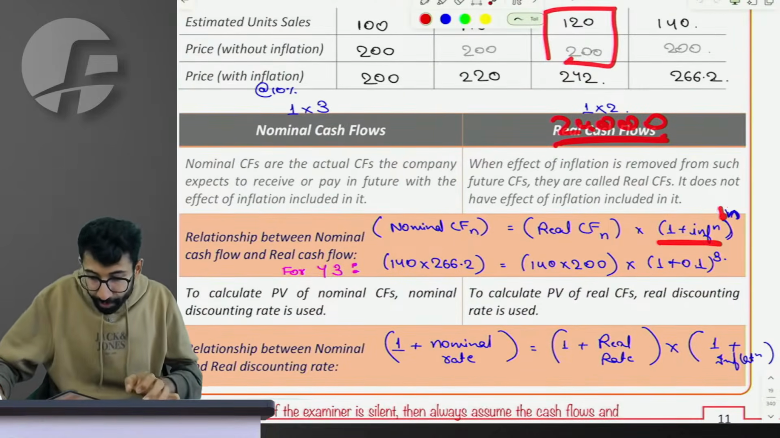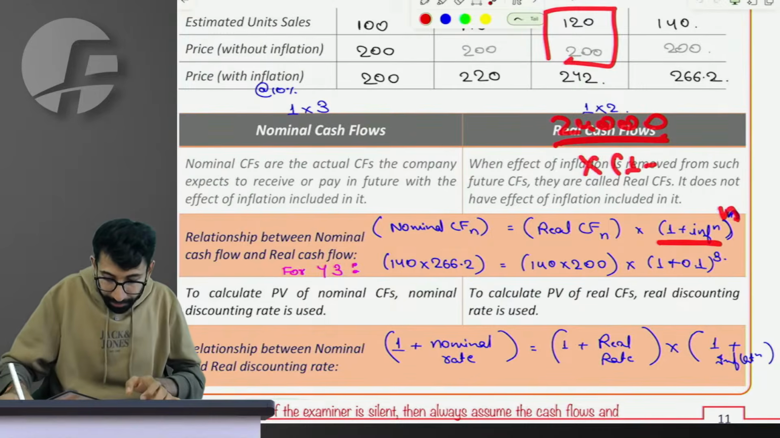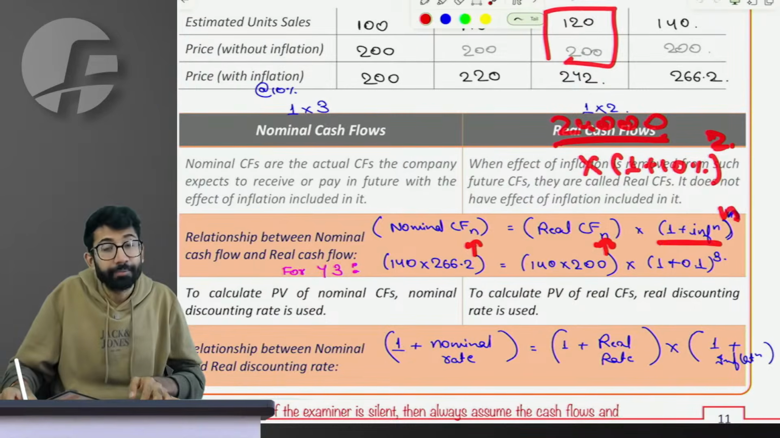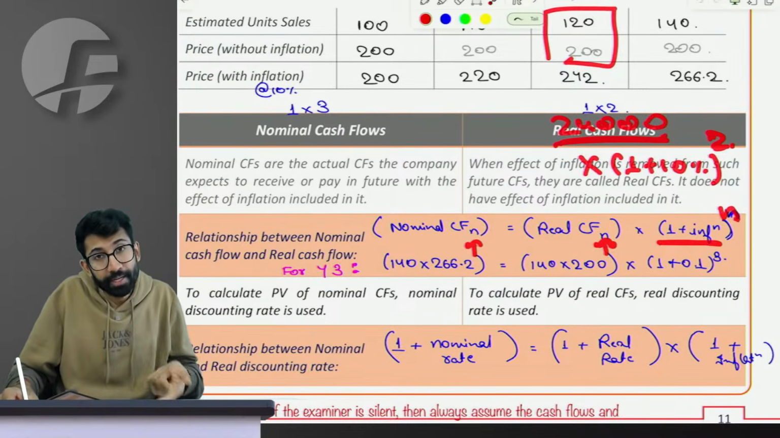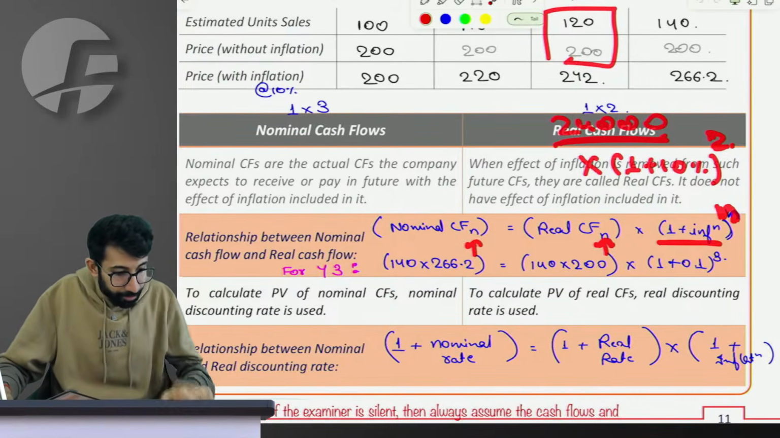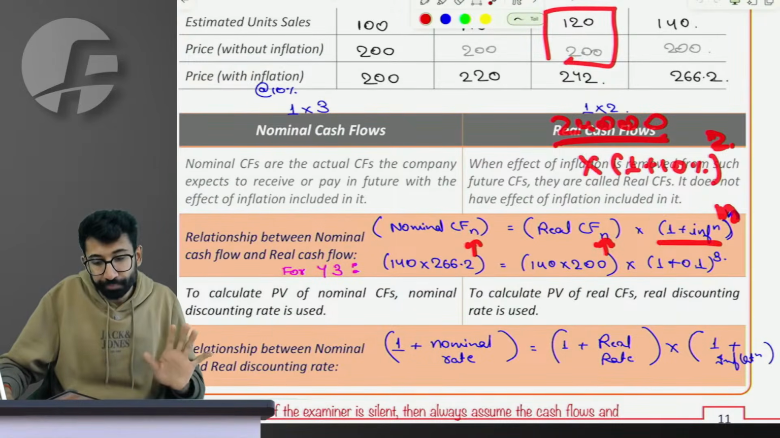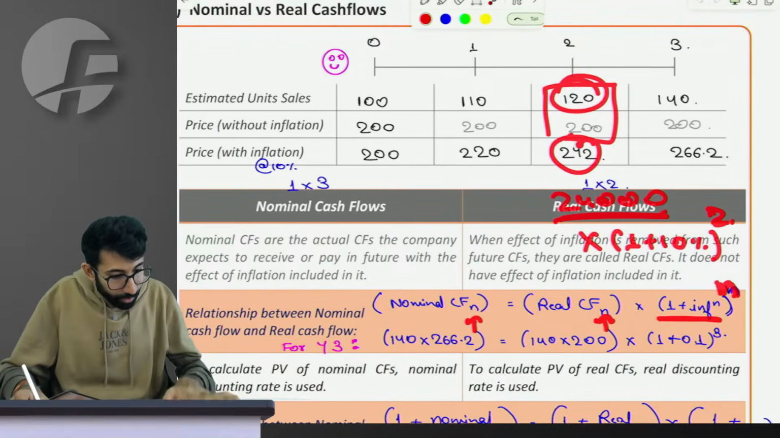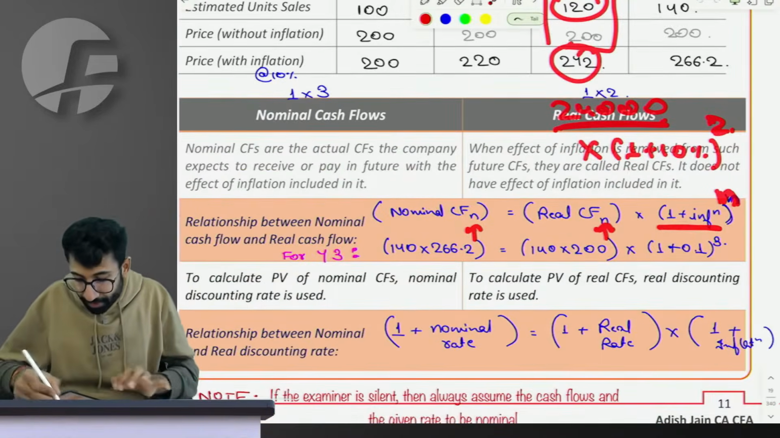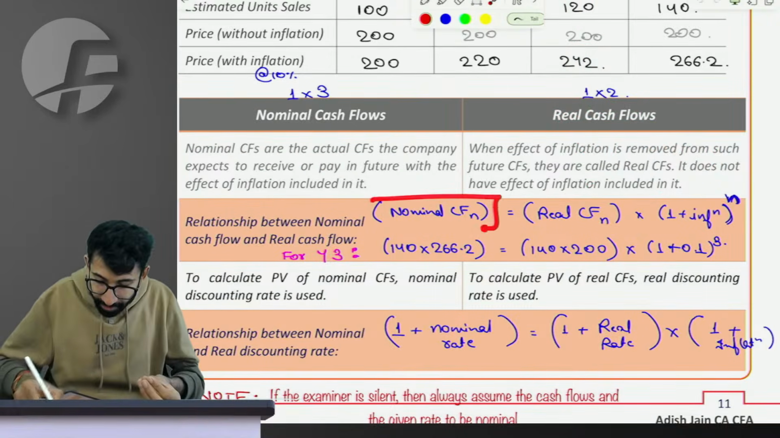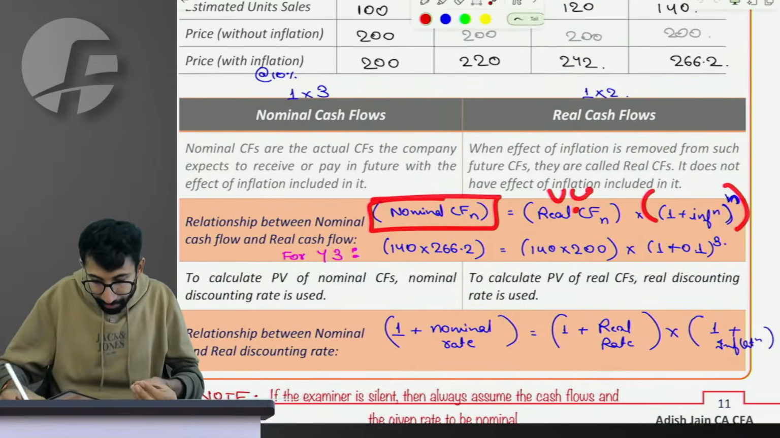So real cash flow into (1 plus inflation) to the power n, that is 1 plus 10% inflation. For how many years? Since I want the cash flow of the second year as nominal, I will take the real cash flow of the second year and give the effect of inflation for 2 years. So plus 10% twice gives 29,040. How do I verify it? 120 quantity into 242 price is 29,040. That is calculating the nominal using real. Or it can also work otherwise: if I have nominal and inflation, I can back calculate the real cash flow.